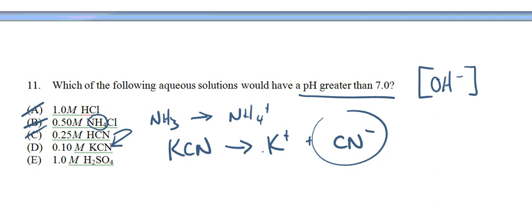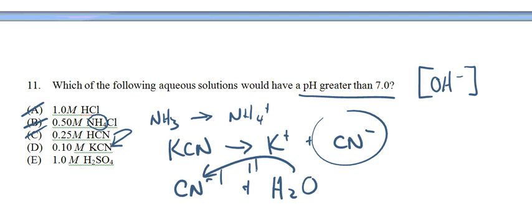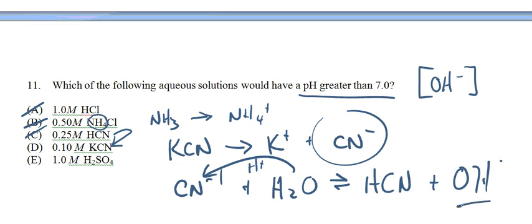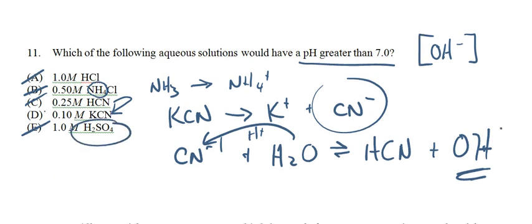Well, you have to ask yourself, what's the cyanide going to do? Well, the cyanide will react with water, rip a hydrogen off of it, and you're going to form the cyanic acid and OH. So there's a contender. We've got something that's going to form hydroxide. Well, I can automatically rule out E because that's one of our 6 strong bases. So letter D is the best choice.